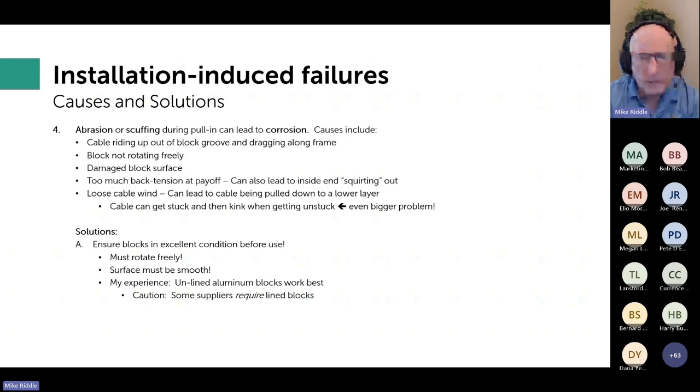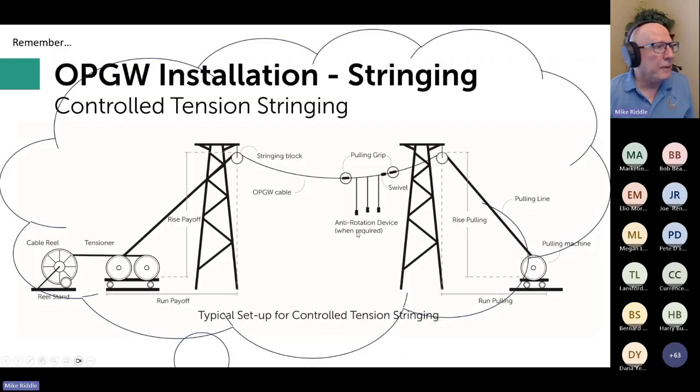So again, my go-to solution for pulling problems has been unlined aluminum blocks, but some suppliers require the lined blocks, and you have to respect what they want. At least until you have a problem, in which case, if you asked me, I would immediately substitute an unlined aluminum block. But you're taking some risk that they would then void the warranty. So you've got to be careful about that, but hopefully you understand what I'm telling you.